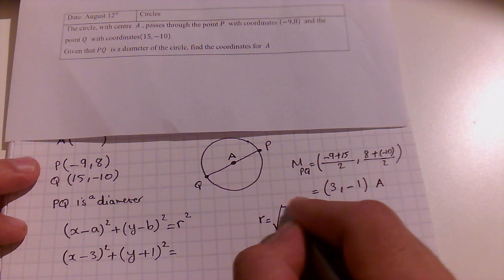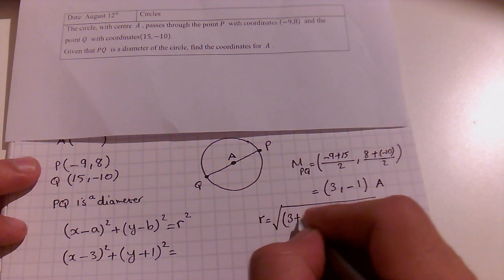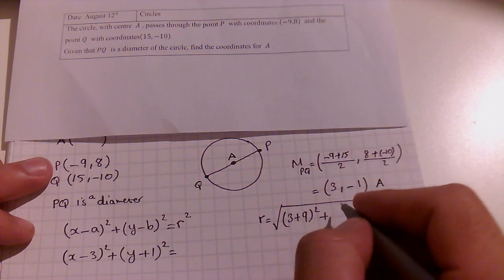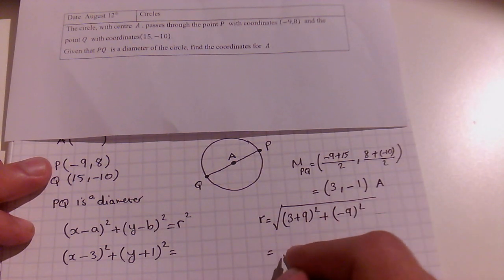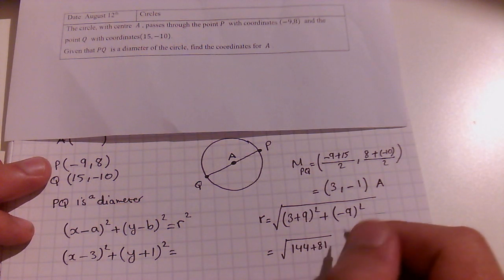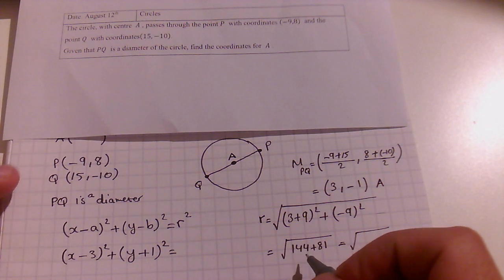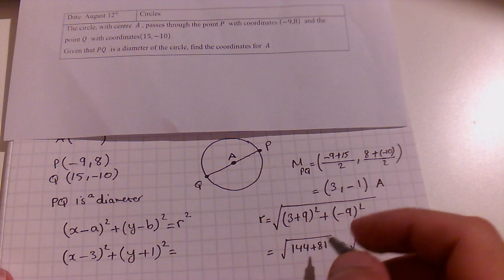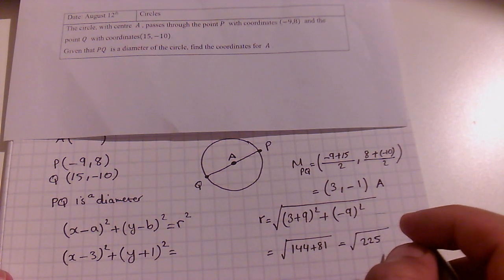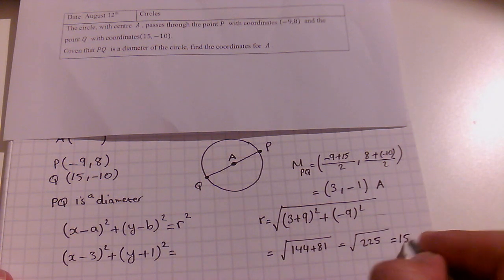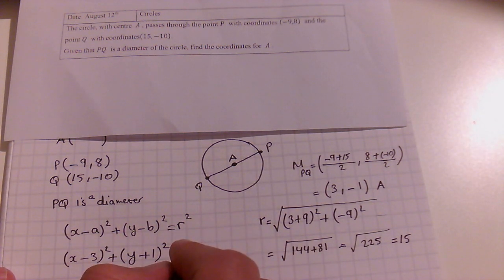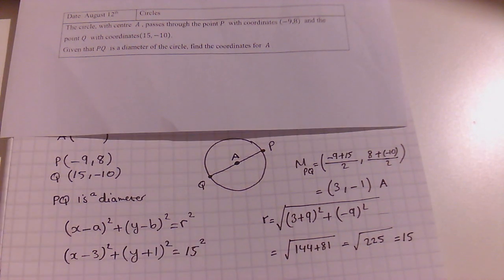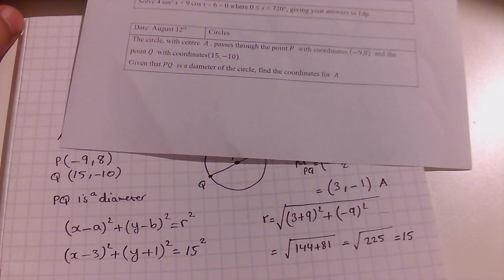Okay, next question. A circle with center A passes through the point P with coordinates (−9, 8), and the point Q (15, −10). Given that PQ is a diameter. Okay, if PQ is a diameter, so let's sketch a circle. Let's say here is P, here is Q.